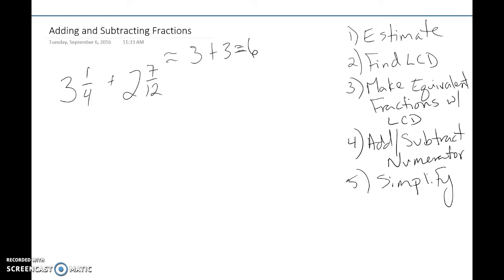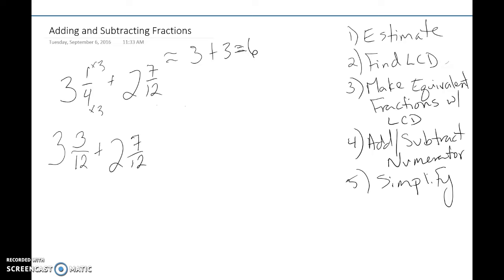So I next need to find a least common denominator. Well, my LCD between 4 and 12 is going to be 12. Remember, least common multiple, you skip count: 4, 8, 12, 24, 36. So 12 is my least common denominator. I do 4 times 3 to get 12, so I have to do 1 times 3 to get my equivalent fractions. 3/12 equals 1/4. So now I have 3 3/12 plus 2 7/12.